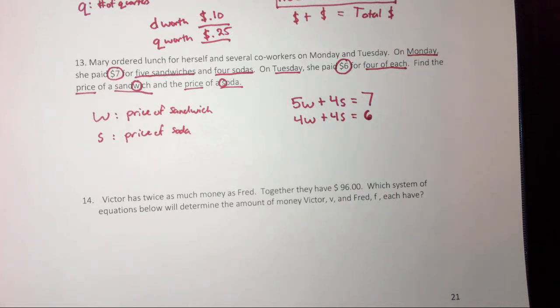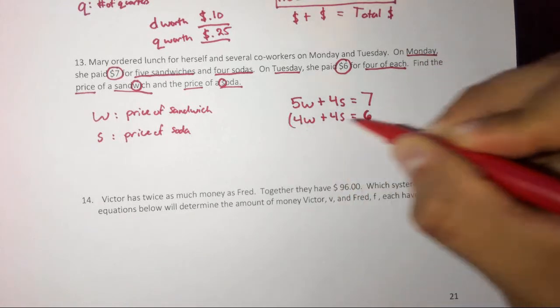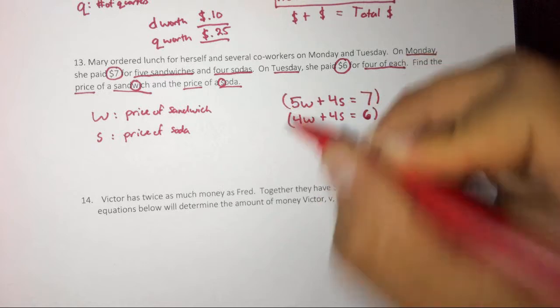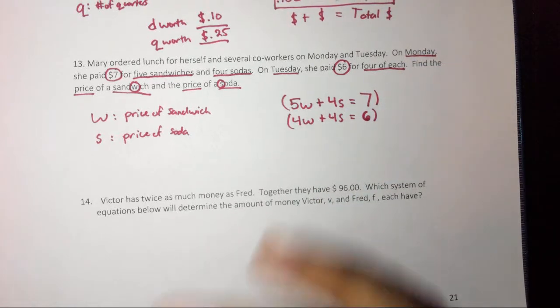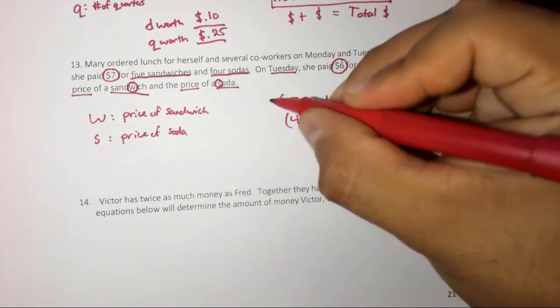Alright, and now we're going to go ahead and solve our system. I'm going to do it the long way, just to show you guys that if we don't have another option, you can still do the long way. I'm going to put the 4 up in front on this one.